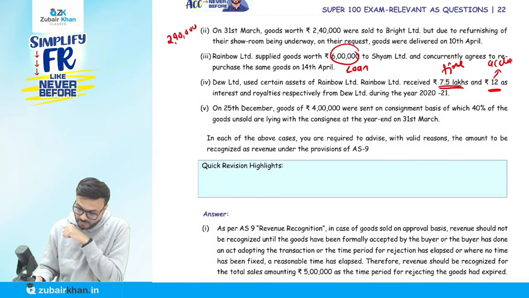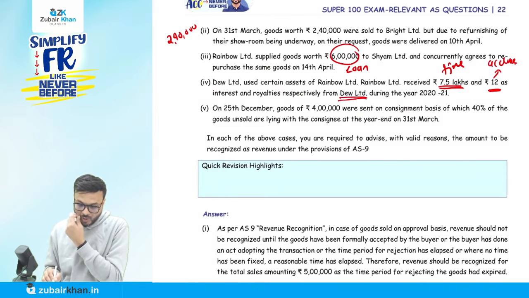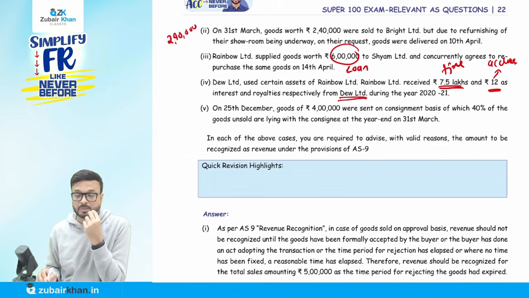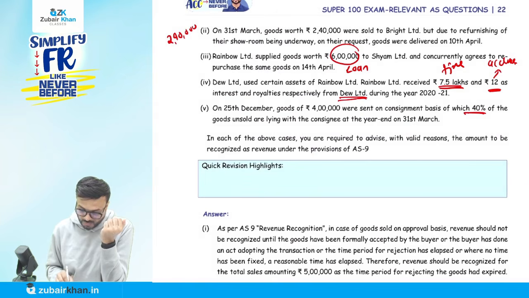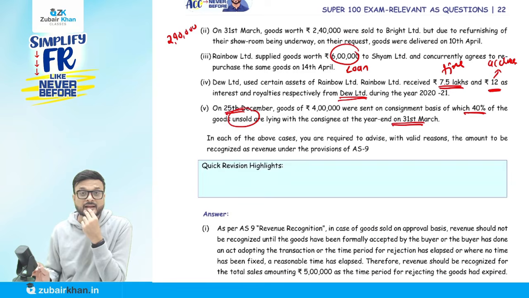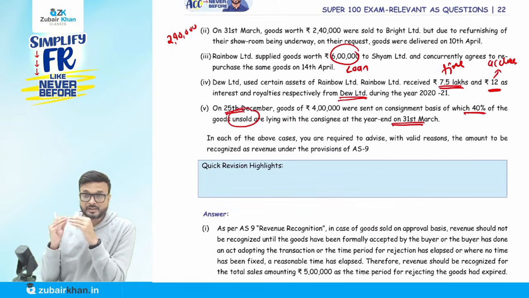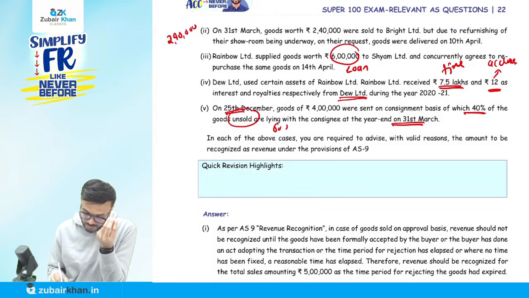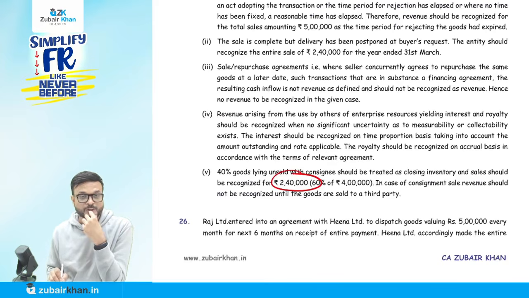On accrual basis. So simple. From Due Limited, on 25th of December, goods of rupees 4 lakh were sent on consignment basis, of which 40% of goods were unsold at the end of the year. If it is unsold, it is not yet transferred by the consignee to the customer. So only 60% will be recorded as sales. 4 lakh multiplied by 60% comes to how much here? It will come to 2,40,000. Correct calculation? 2,40,000. Okay, done.